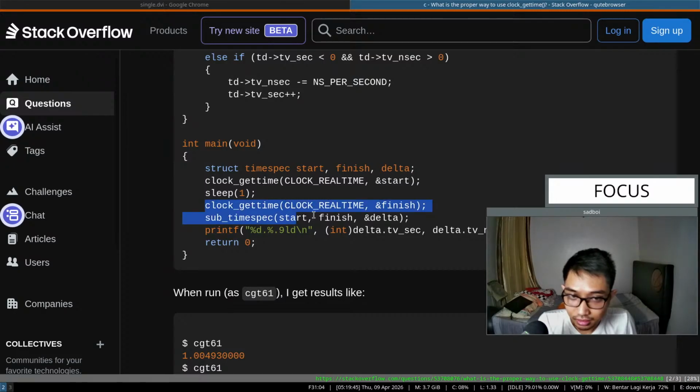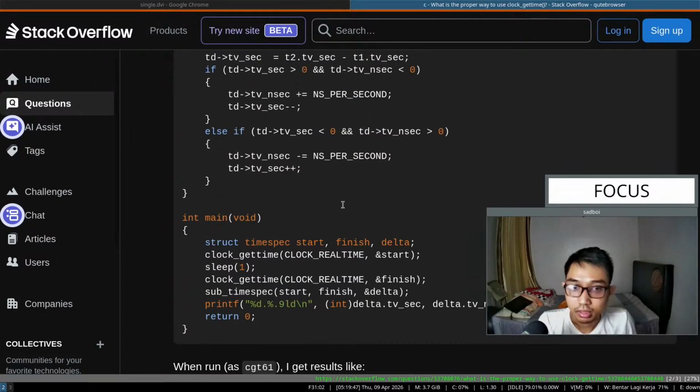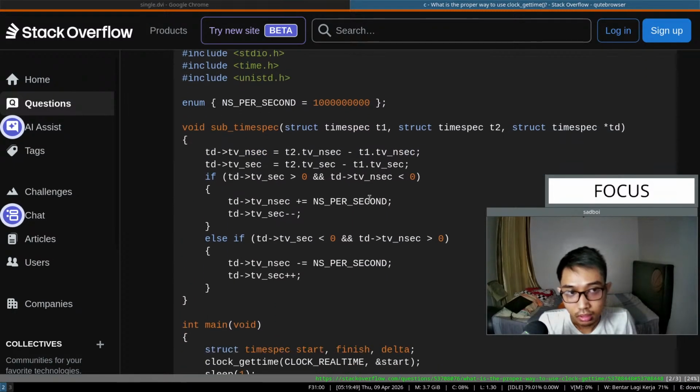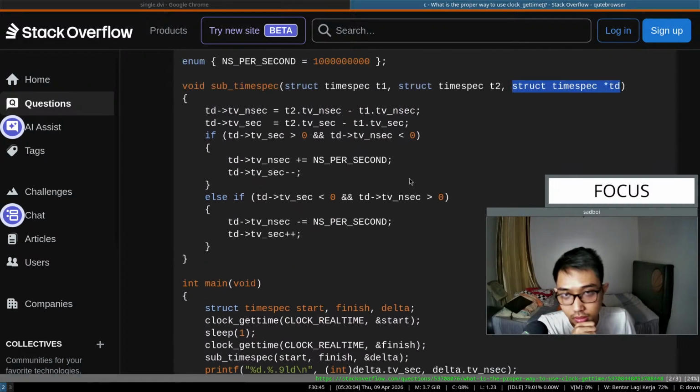Okay, let me try this. Rather than using pointer, should I just use return value?